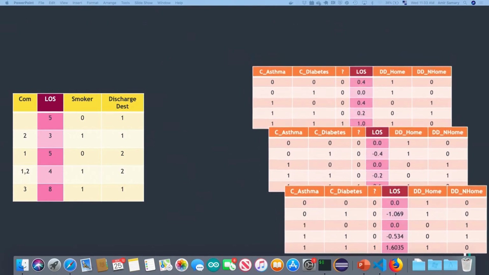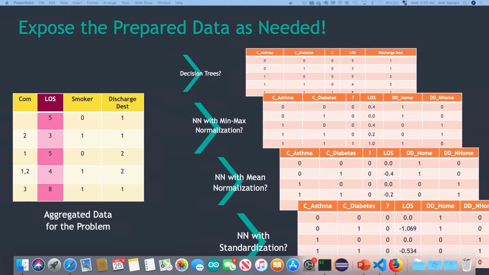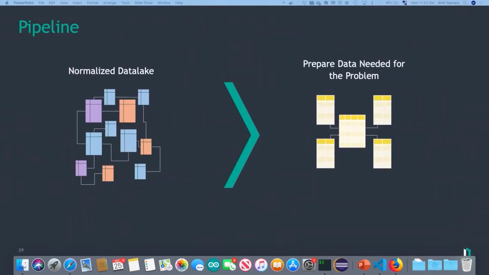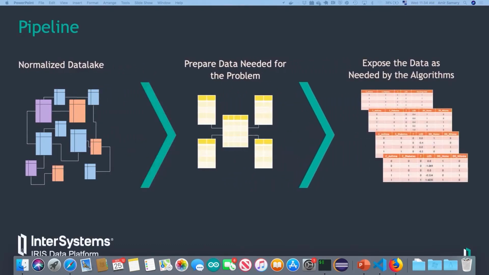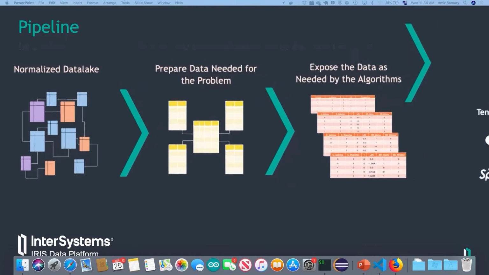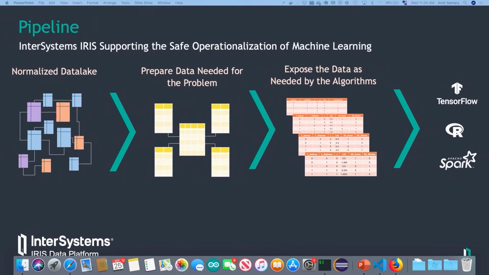Standardization, those are different techniques of normalization. And there are algorithms that like one sort of normalization better than others. So the pipeline looks like this now. I'll have all that data on the data lake. I have a problem. I have to prepare the data for that problem, and then I have to do further preparation, put some salt, some pepper there for different algorithms because they have different tastes, and then I can feed that to the algorithms. And you can use TensorFlow, R, Spark.